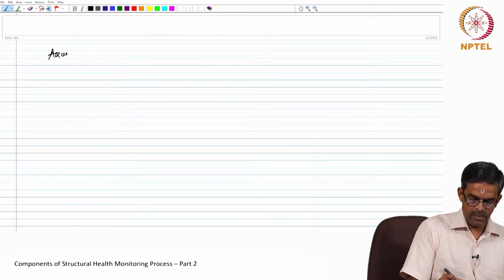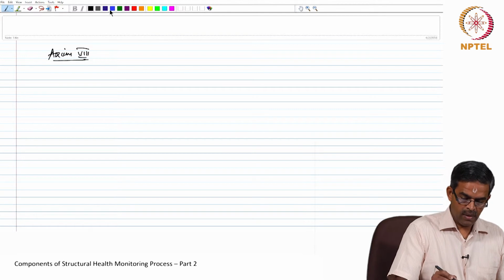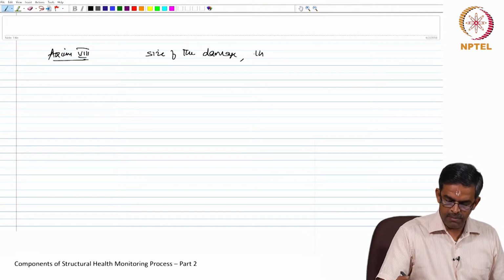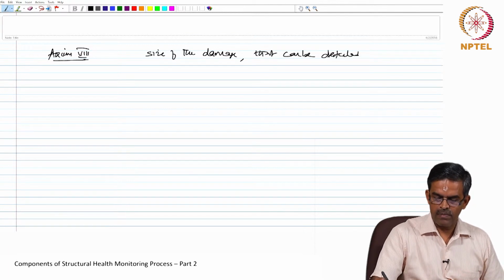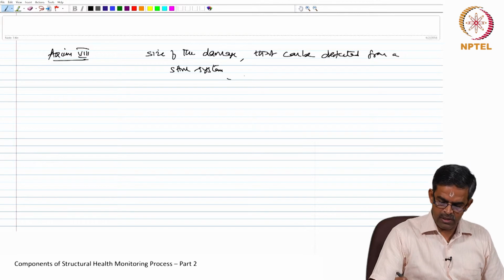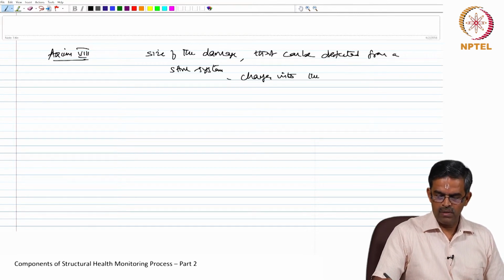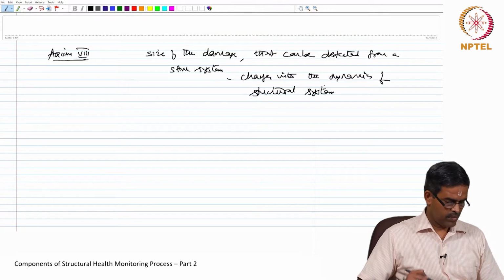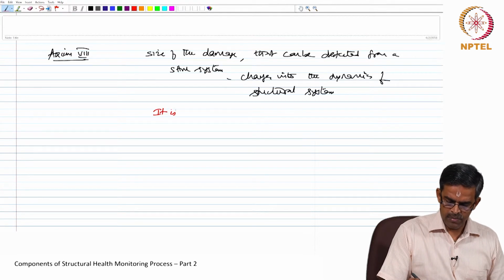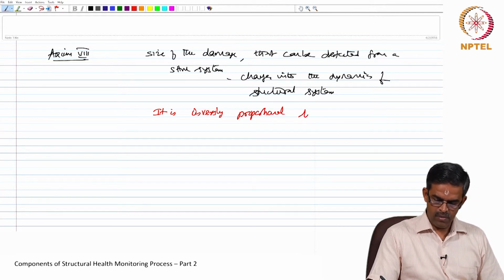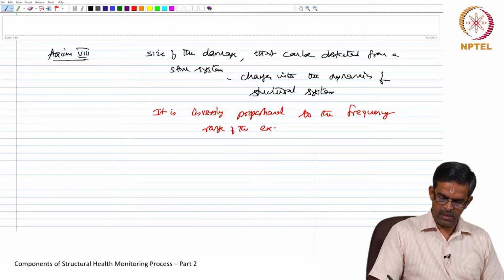Axiom 8: the size of the damage that can be detected from a system changes with the dynamics of the structural system. It is actually inversely proportional to the frequency range of the exciting force.